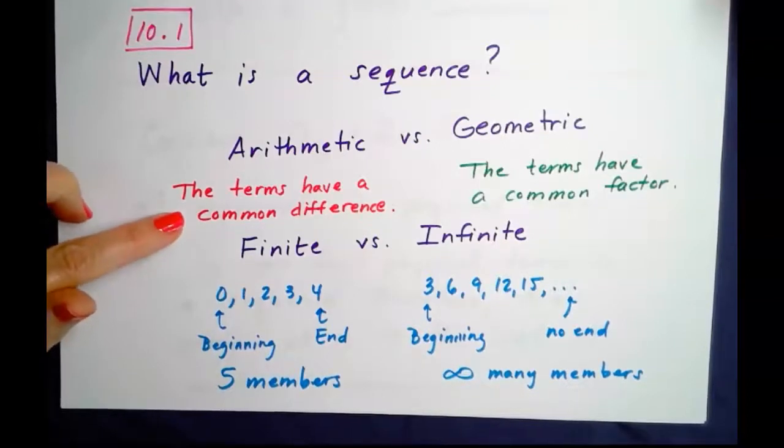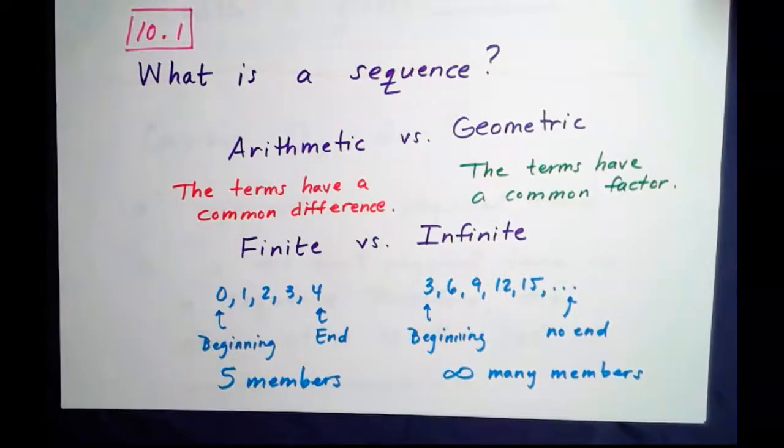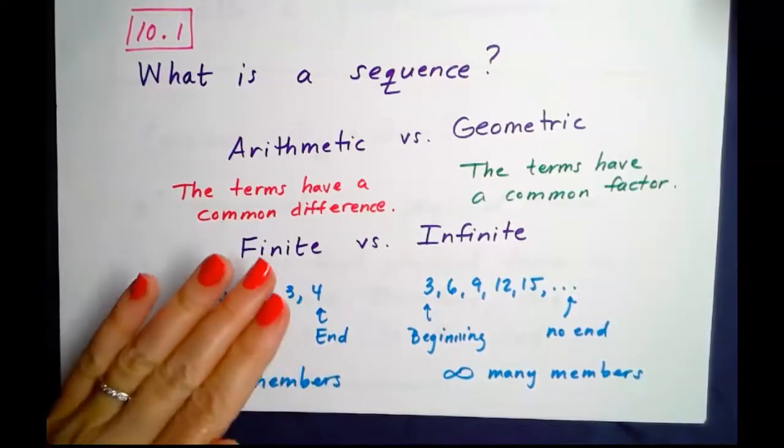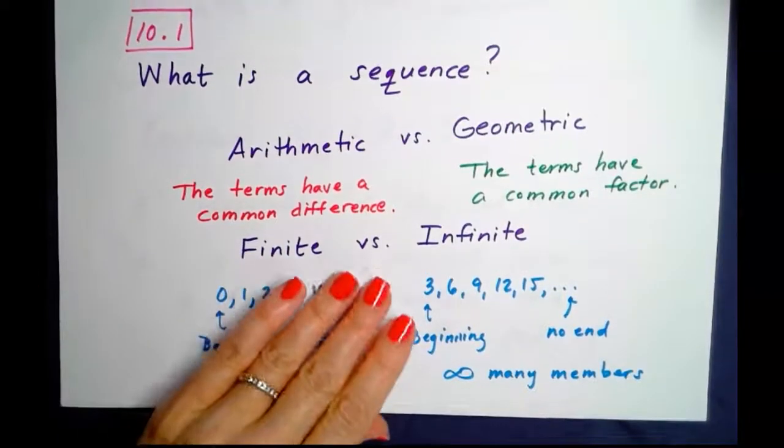An arithmetic sequence, those are the two that you see below. They have a common difference. And later in the chapter, we'll also see a geometric sequence. They have a common factor. So, finite, infinite, arithmetic, geometric.